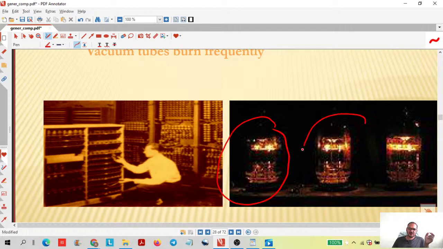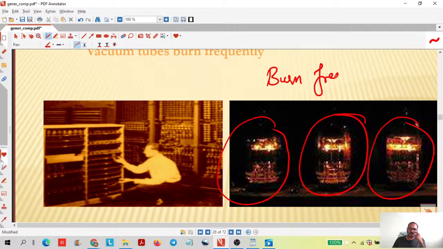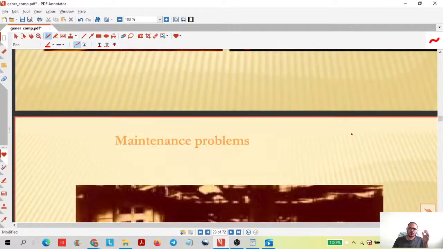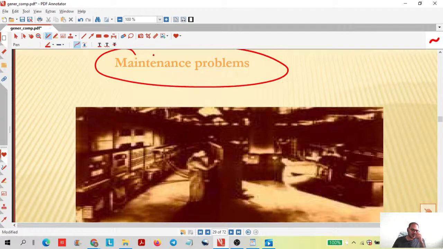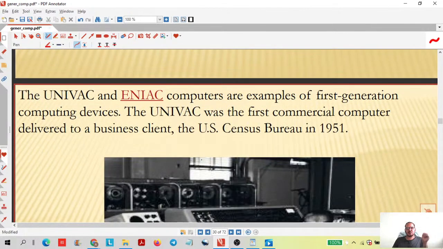They burn frequently, because of overheating. They burn frequently, the vacuum tubes, and that is one of the problems. Maintenance was the main issue, meaning they had to find out where the problem was. Maintenance was the main issue in the first generation computer.